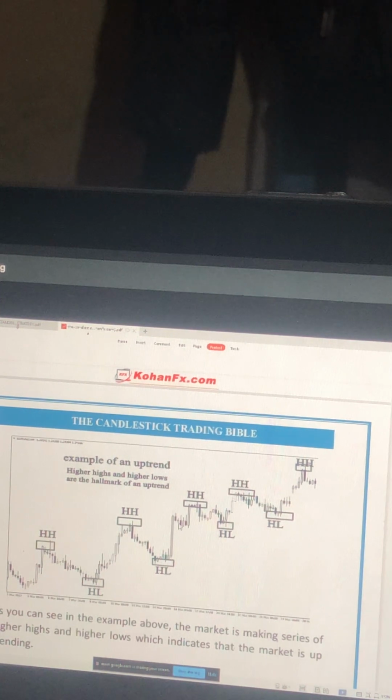Then what did the market do again? It broke our previous high, made a higher high, and made another higher low. It came and broke above our previous high, made a higher high, then made a low which is higher than our previous one. So now the market goes up and comes down, up, down, up, down. What we're saying is that the market moves in waves.